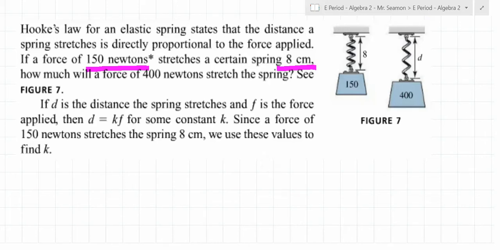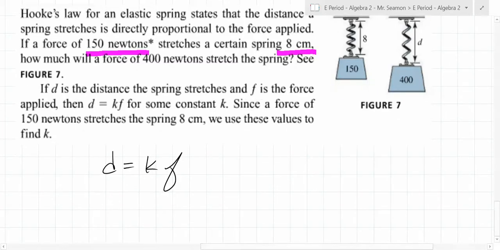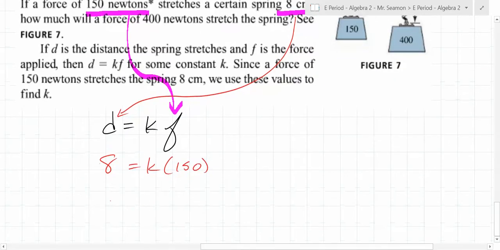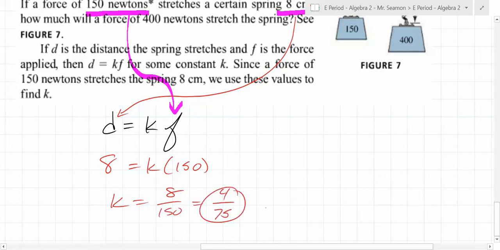What they tell you is that the distance it stretches is equal to k times the force. So what does it tell you the original force is? 150 newtons, yes. And what does it tell you the distance is? 8. So what can we now solve for? In this case, k is equal to 8 over 150, which is 4 over 75. So for this one spring, the distance it stretches is equal to 4 over 75 times the amount of force exerted on it.